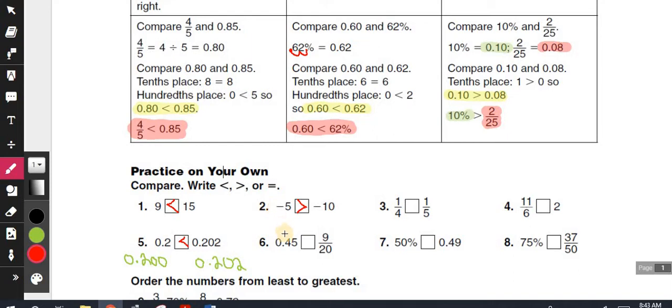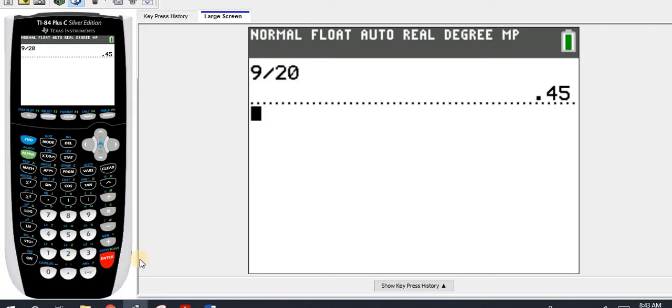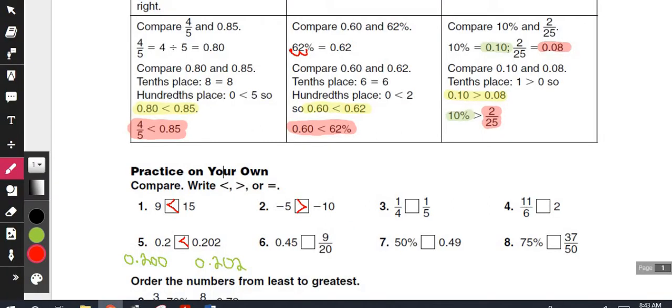If I'm then comparing in number 6, 0.45 to 9/20, I'm going to go to my calculator. I'm going to type in 9 divided by 20, hit enter, and it gives me 0.45. So I'm going to go back to my problem and rewrite this 9 over 20 as 0.45. Well, 0.45 versus 0.45, they are equivalent.